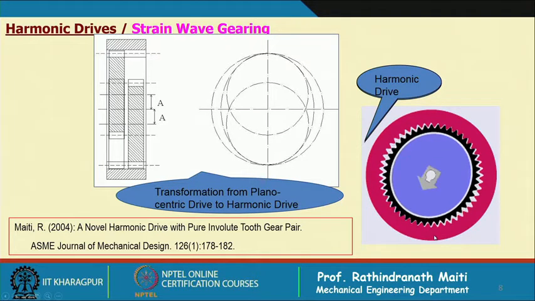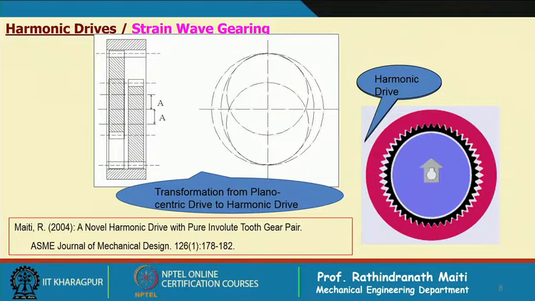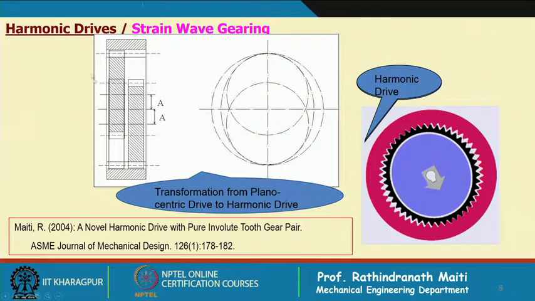Now I shall discuss the transformation of the 2 gear epicyclic drive to the harmonic drive. Now, let us consider this 2 gear epicyclic drive, in which we can see this is the ring gear and we have 2 planets at 180 degrees and the cam is put inside there.